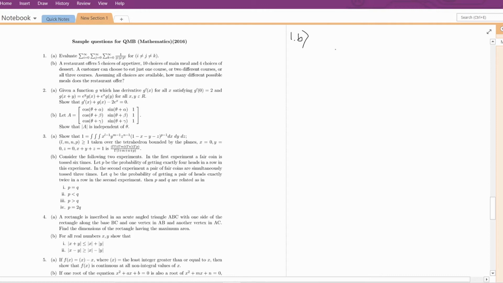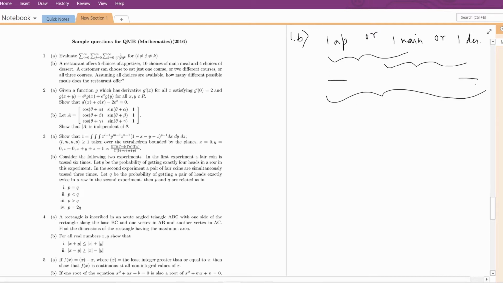Question 1b. A restaurant offers 5 choices of appetizer, 10 choices of main meal and 4 choices of dessert. A customer can choose to eat just one course or 2 different courses or all 3 courses. Assuming all choices are available, how many different possible meals does the restaurant offer? Here we have to think that the customer can choose one appetizer or one main meal or one dessert, or he or she can choose two of them, or the customer can choose all the 3 elements. So there are 3 cases here.